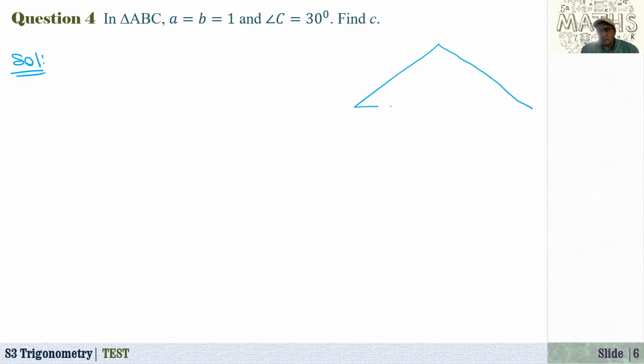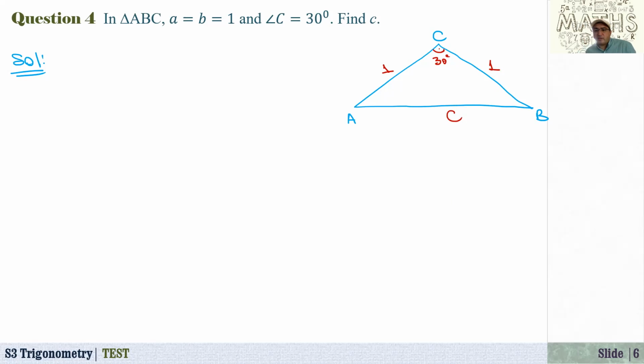Let me draw this like this. It's an actual isosceles triangle. So A and B, that means that this vertex is A and this vertex is B, and this one is C. The sides AC, that's equal to B, that's equal to 1. And also BC, or A, that's also equal to 1. And it says that the angle C is equal to 30 degrees. What is the question? We have to find C.